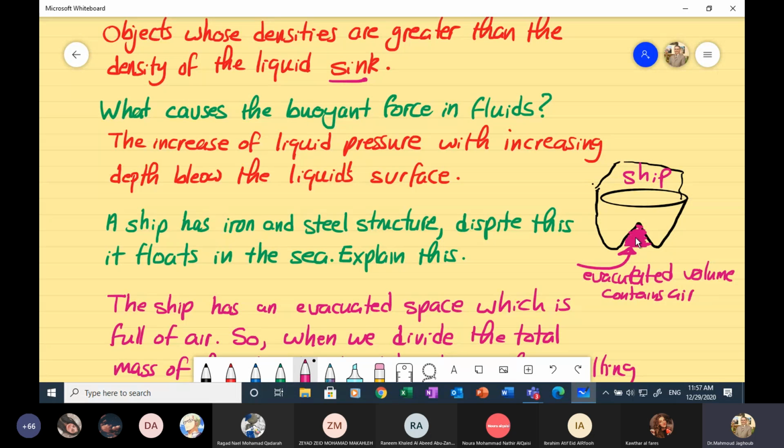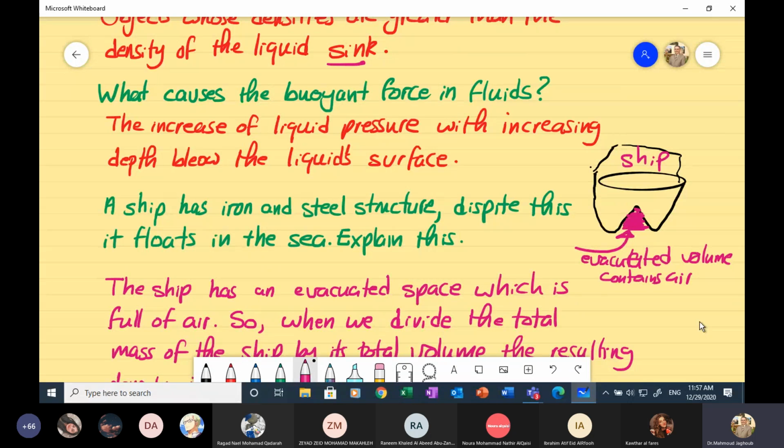Well, when you divide the total mass by the total volume, you get an average density smaller than that of what? Of water. Okay, that's what happens. All ships have vacuum underneath. It does not have steel there. This volume here is void, empty. It will be full with air.